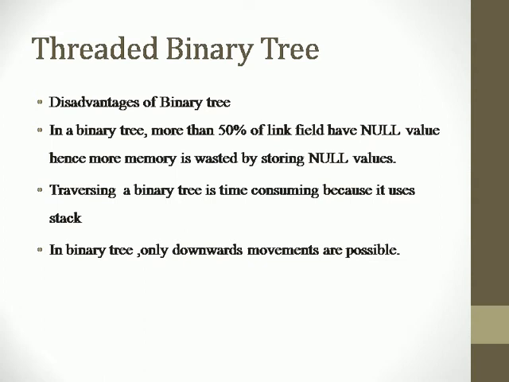Then the third disadvantage is that in a binary tree only downward movements are possible. We can move from the root node to the leaf node, but we cannot go upwards. So that is a disadvantage. These three disadvantages are overcome in the threaded binary tree.